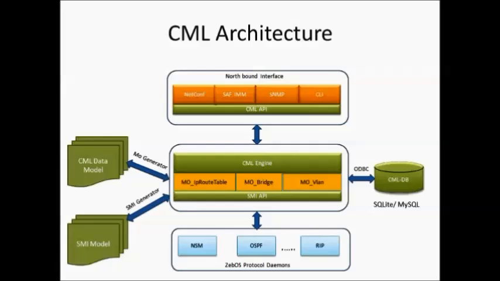Towards the northbound, you can either use CLI or SNMP or netconf to send the configuration request using the CML APIs to the CML engine. When the request lands on the CML engine, it will invoke the corresponding managed object to perform the operation on the particular interface. The managed object will internally use the SMI API to send the configuration to the device, and that is how the configurations will be performed on your system.